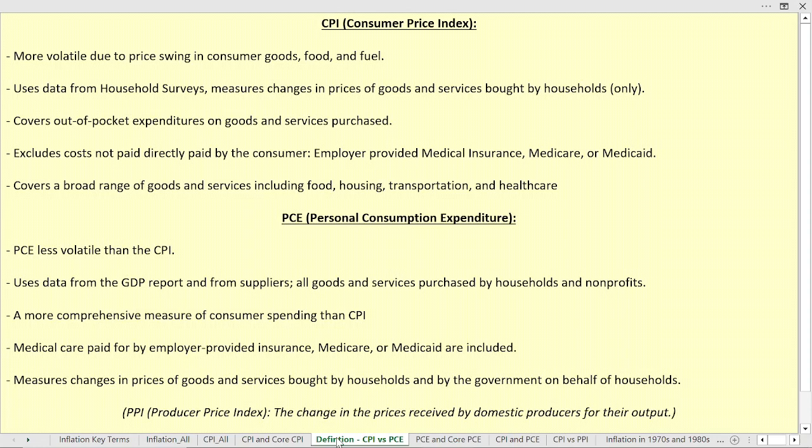The CPI, think about it, is just more the standard consumer behavior. Not medical insurance, not Medicare or Medicaid, not government programs. The PCE does include government programs. Now just keep in mind, by the way, the PPI, which we'll talk about in a minute, measures the change in the prices that are carried by the producers, meaning how much it costs for a producer to buy these goods and services.